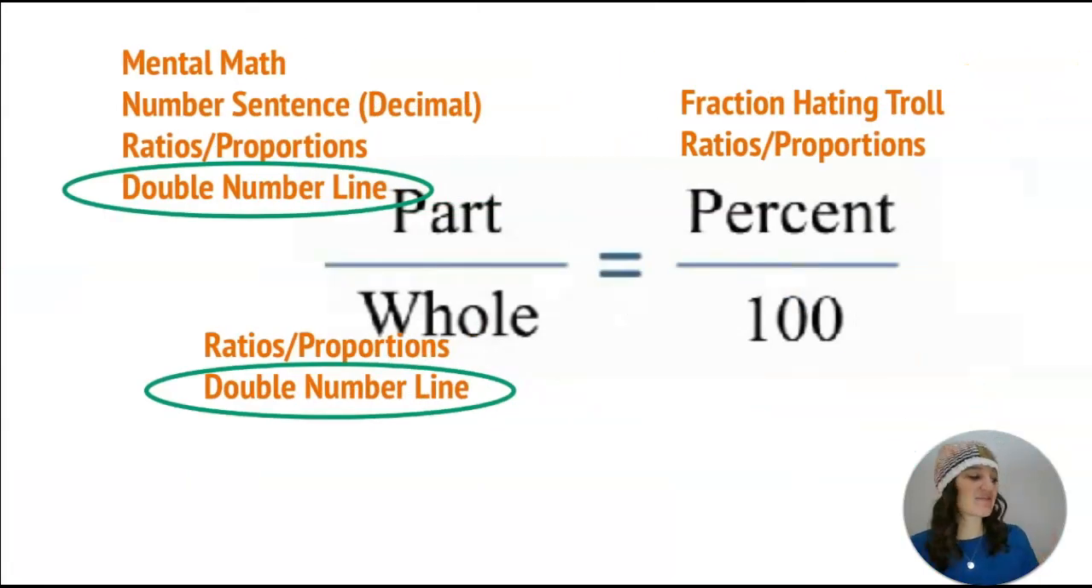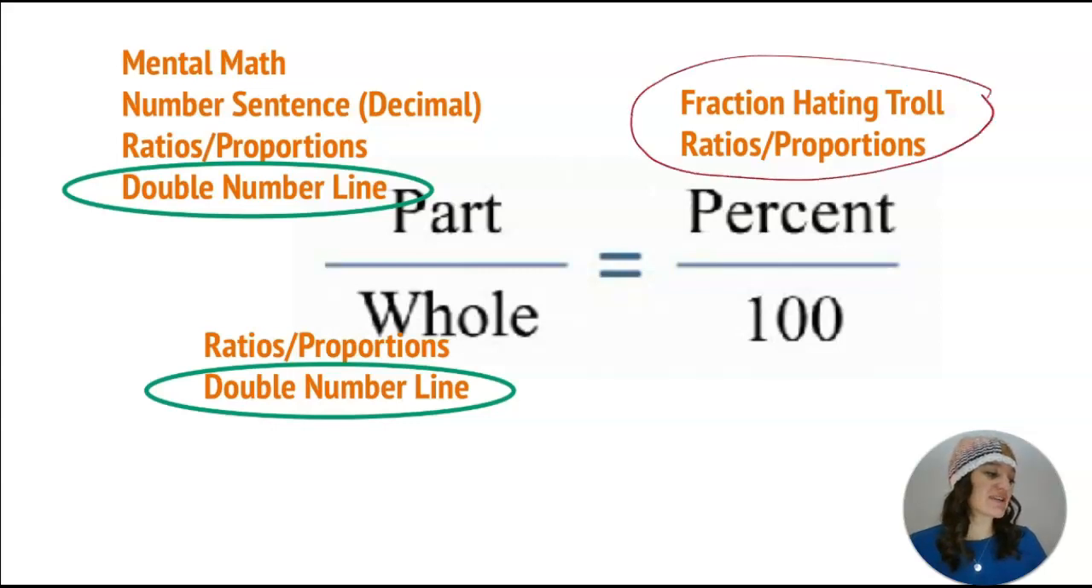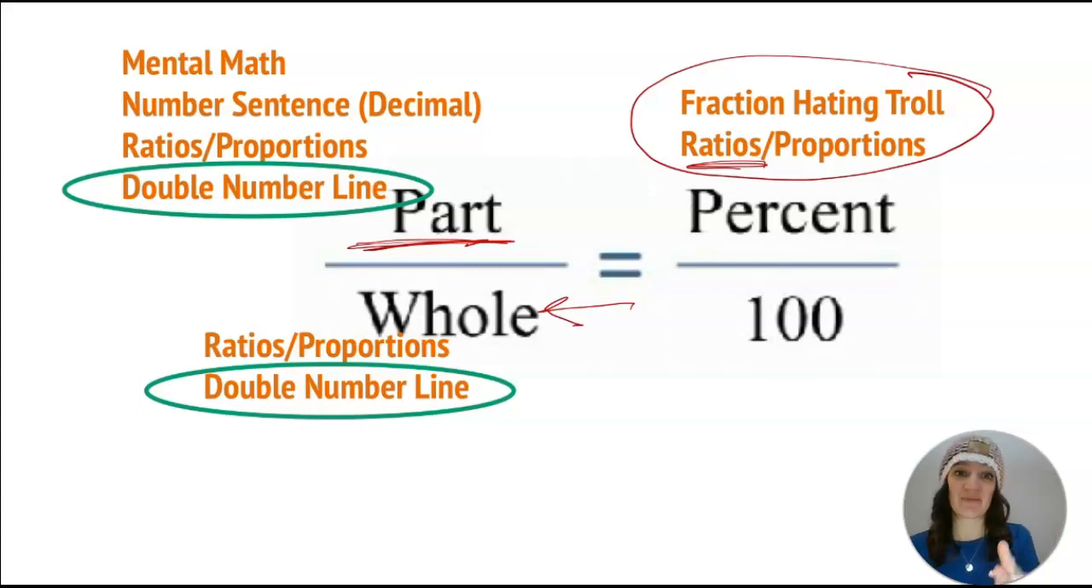So let's review a little bit. If you are looking for the percent, you are going to either turn the part and whole into a fraction, then a decimal and then a percent, or you're going to use it the ratio way. When you are looking for the part, you have the whole, but the part is missing. You can mental math that. You can turn it into a decimal. You can solve it the ratio way, or you can do the double number line way that I'm going to teach you, okay?